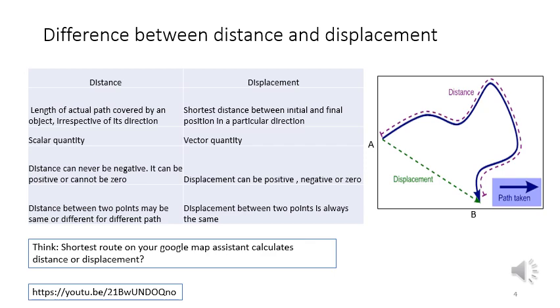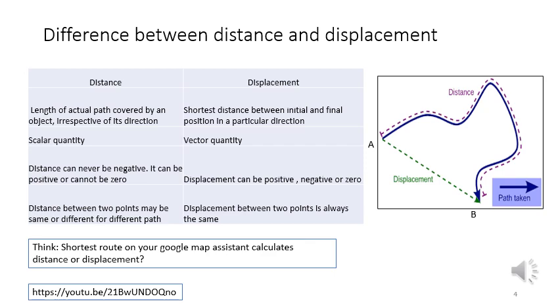Distance can never be negative, it has to be positive, and ideally it cannot be zero also. If I say that the distance is zero, which means the object has not moved at all, then where is the question of the object being in motion? Displacement can be positive, it can be negative, or it can be zero. We have studied what positive, negative, and zero displacement are in the previous slide.